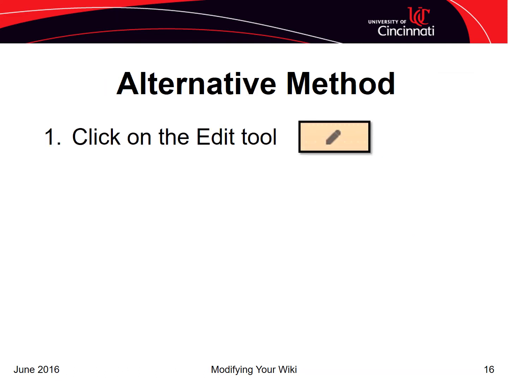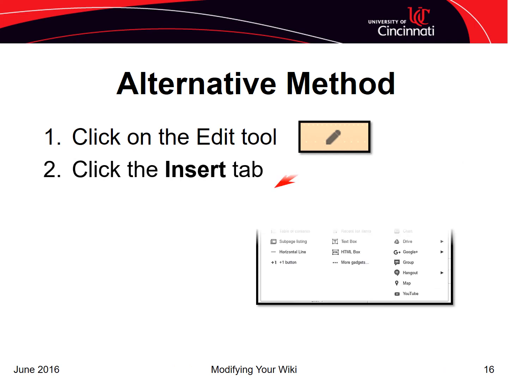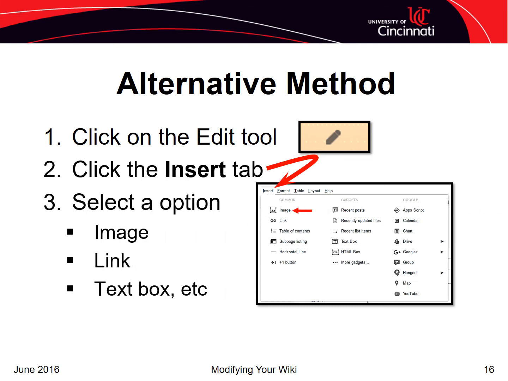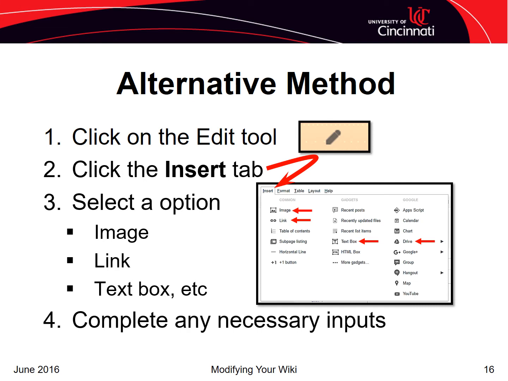Another way of attaching a file to your wiki is to embed it on the page using the Insert feature. To do that, click on the Edit tool, which is the pencil icon on the right-hand side of the page. Then click the Insert tab. There are a number of options you can use, such as image, a hyperlink to a web page, a text box, a document on Google Drive, or more. The options you pick will dictate the type of information that will be required. Once you've completed the necessary inputs, click Save to save your edits.